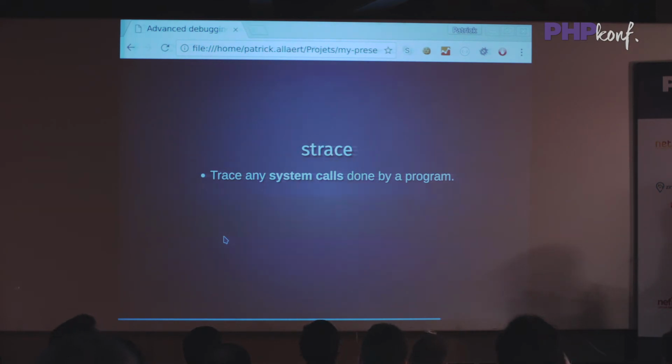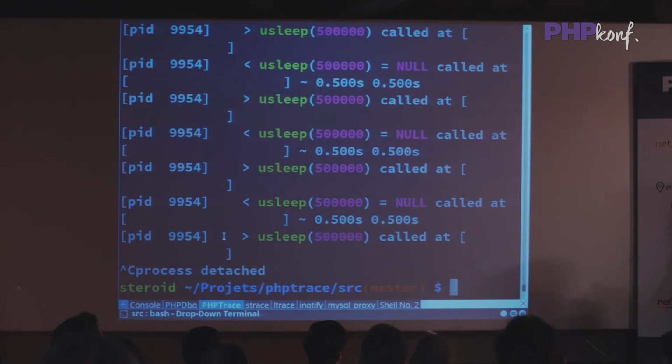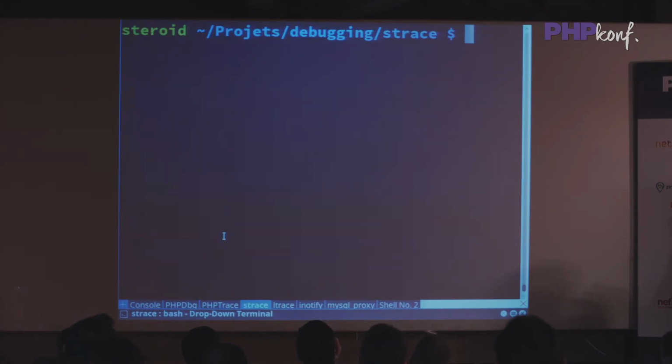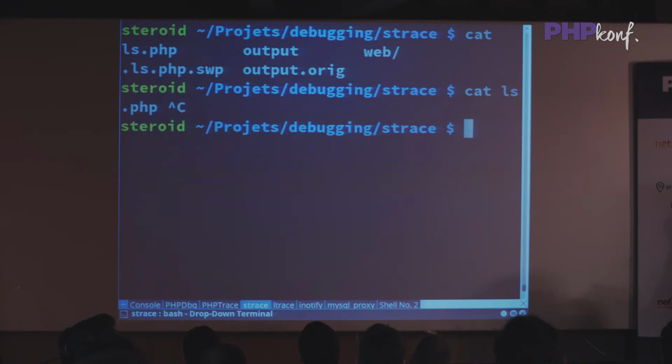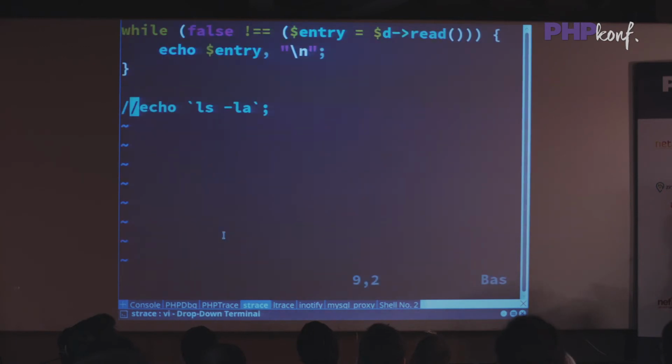System calls are something lower level than what you see in PHP. So you may have one function in PHP and 5, 10 system calls behind the scenes. I'm going to demonstrate that with a pretty simple ls.php file. I'm going to open it here.